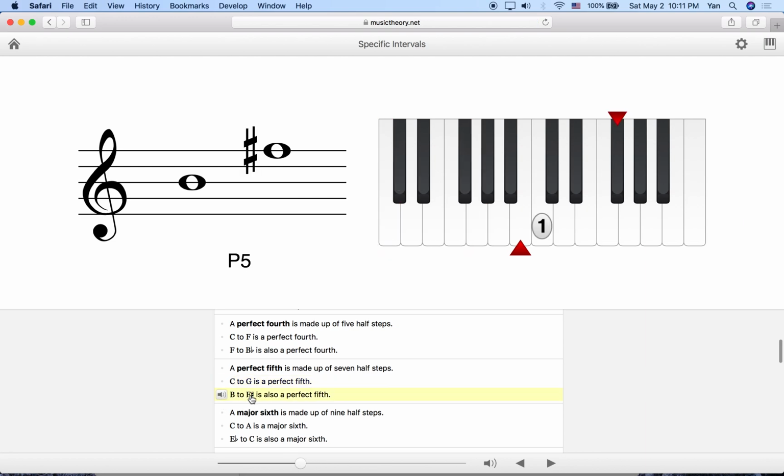And another example is B natural to F sharp. So in this case, we have a generic fifth here, as you can see by the distance on the staff. But the sharp makes it 7 half steps. And 7 half steps is the specific distance for a perfect fifth. So let's listen to a B natural F sharp perfect fifth.